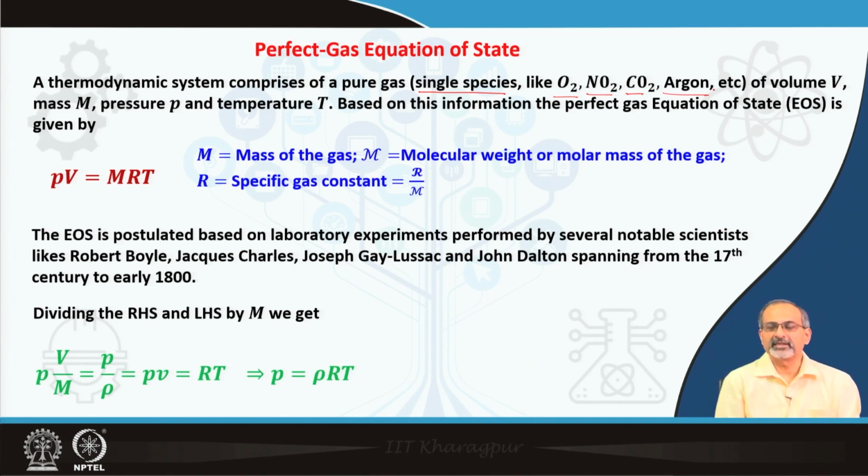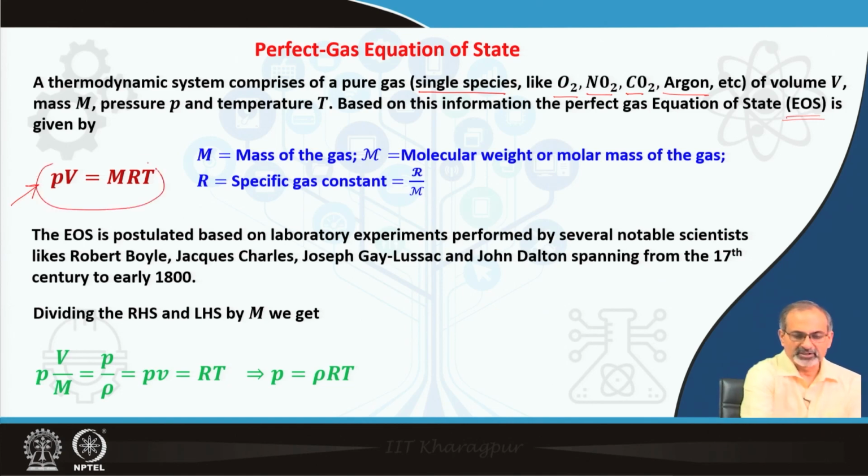and based on this information, the perfect gas equation of state, which we may be referring to in due course in abbreviation as EOS, is given by this very famous equation, which can be represented in different forms and has been postulated based on the works of several notable scientists. So, we first look at the equation and then take note of the scientists who have contributed. So, here is the equation: P times V equals m R T.